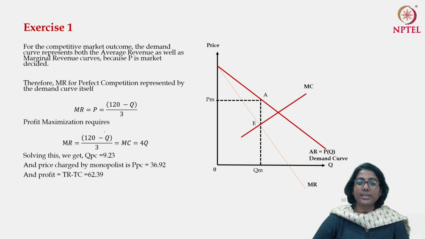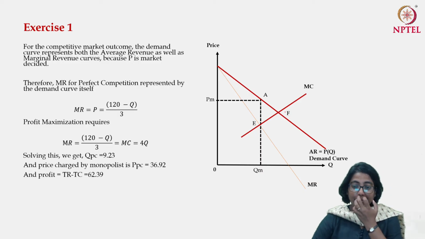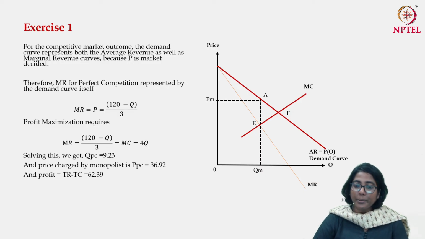Profit maximization requires equating this marginal revenue with marginal cost, which is equal to 4Q. So if you equate 120 minus Q by 3 with 4Q, you get the solution at 9.23. So now instead of talking about point E, what we are talking about is point F. This is point F, where the marginal cost curve intersects the marginal revenue curve for the perfectly competitive market, which is also the average revenue curve. So the equilibrium for perfect competition is obtained at point F. Okay. So this is the quantity that the perfectly competitive market will produce.